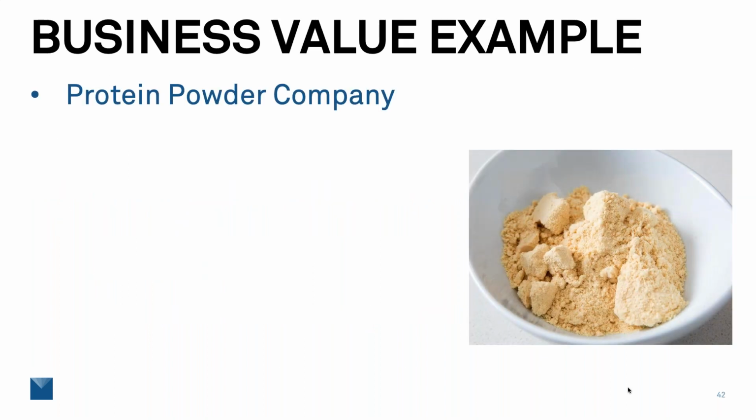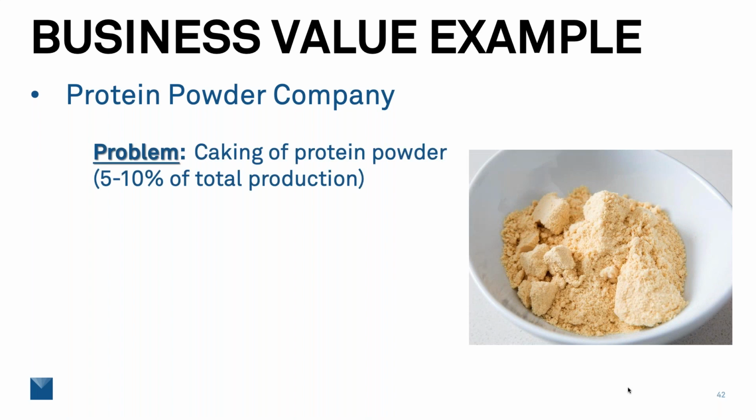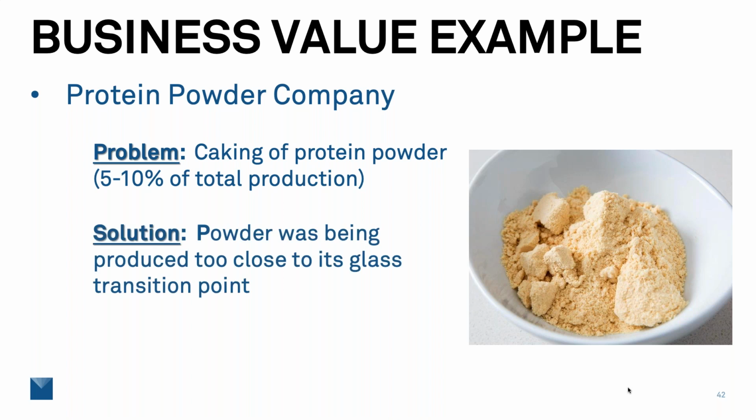The first one is for a protein powder company. We see this all the time. A lot of companies really struggle with caking and clumping or loss of flowability. In this case, this company was having about 5 to 10% of their total production having this problem. The result was that they had to either rework this product or get rid of their product, and their reputation was hurt in many instances.